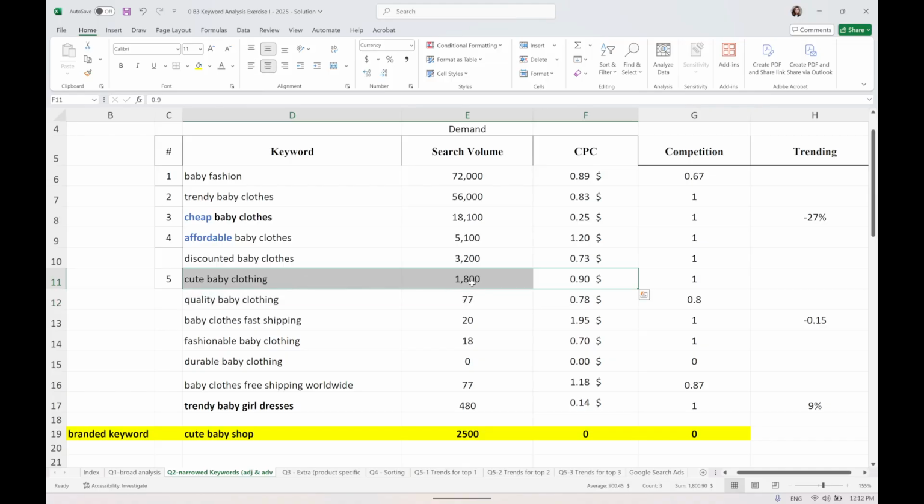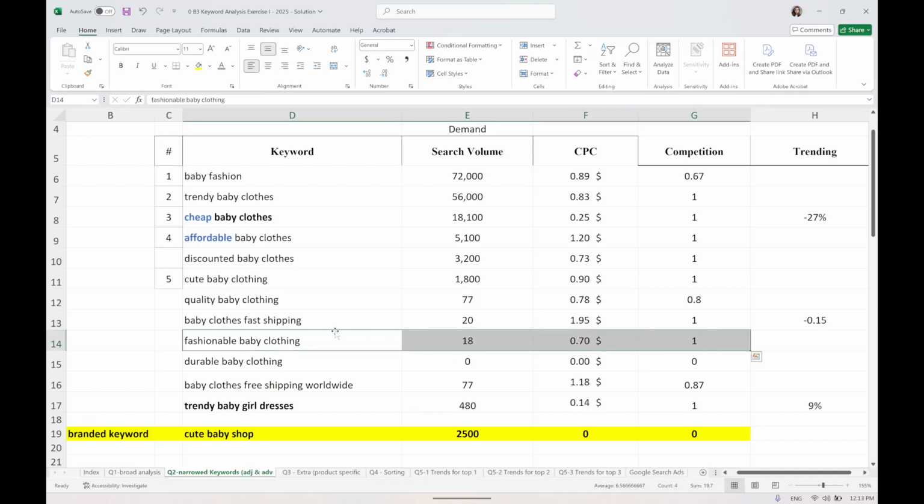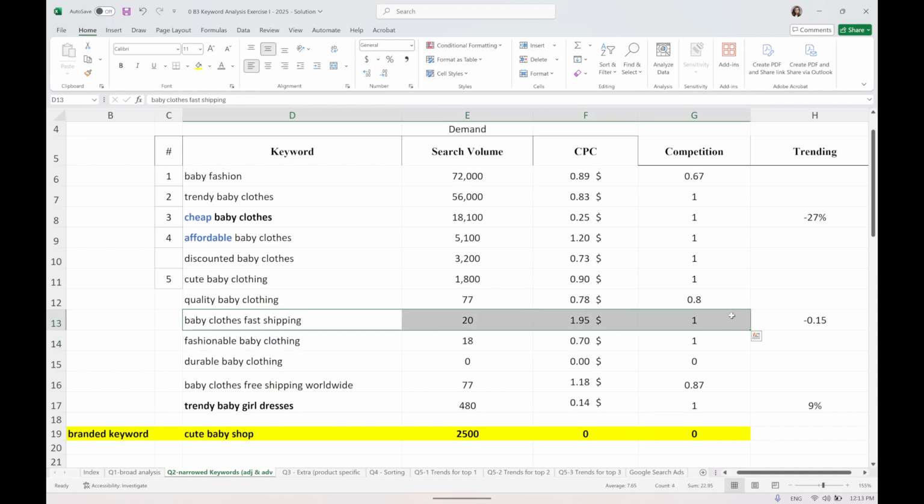Not as much searching for it, and this is why I was saying maybe we should consider changing our brand name if we have to, or if we are working with a new client focusing on baby clothing, we should probably capitalize on the words baby fashion or trendy or stylish. Fast shipping. This is our incentive. It seems like not everyone is searching for fast shipping, but maybe this is because fast shipping has become a standard nowadays.